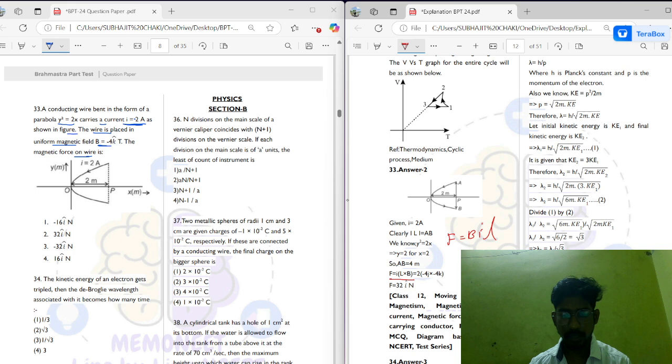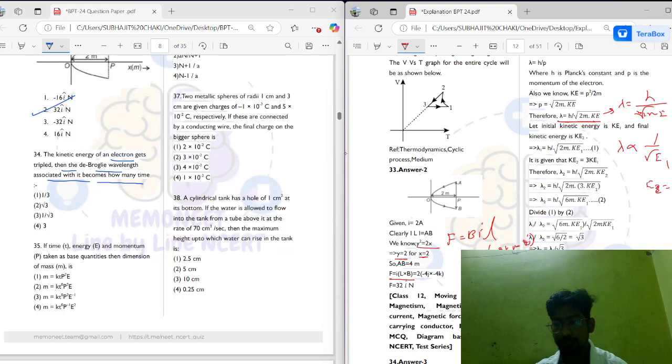The kinetic energy of an electron gets tripled, then the De-Broglie wavelength associated with it changes by how many times? If you know this, this is the formula to calculate it. Lambda equals h by root over 2mE. So lambda is proportional to 1 by root over E. The kinetic energy gets tripled, so E2 equals 3E and E1 equals E. So lambda 1 by lambda 2 equals root over E2 by E1.